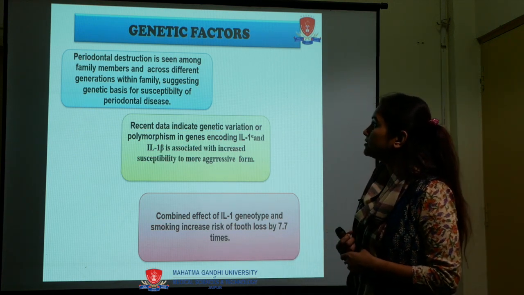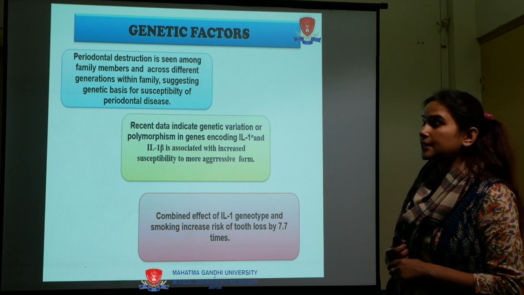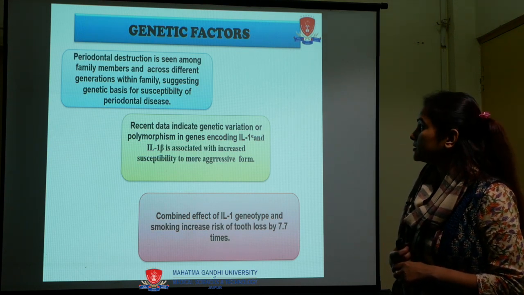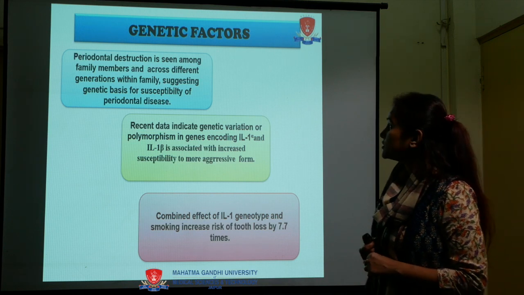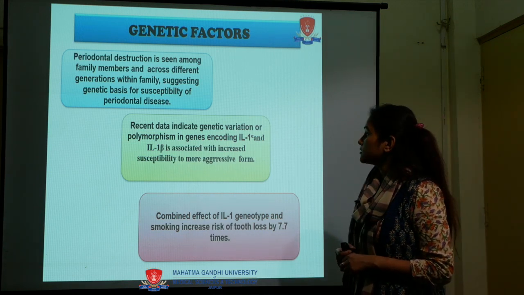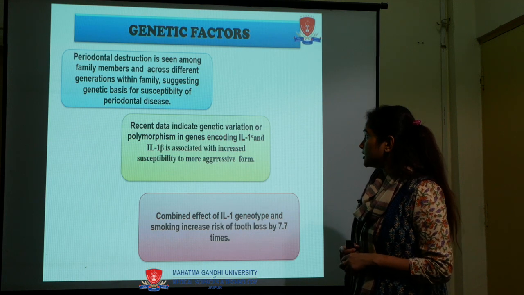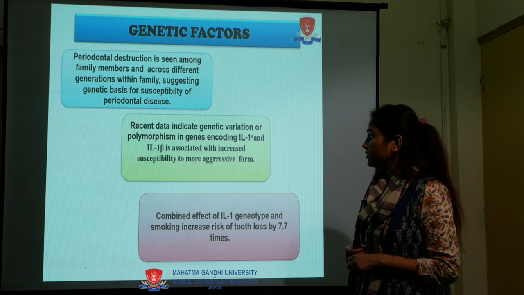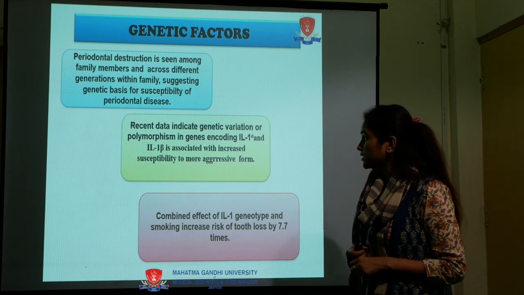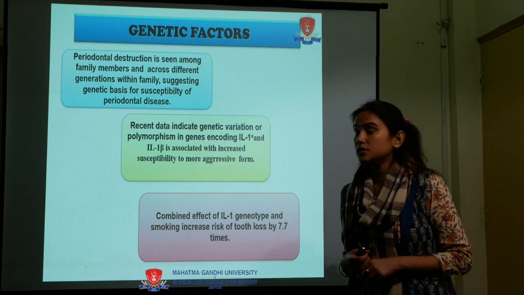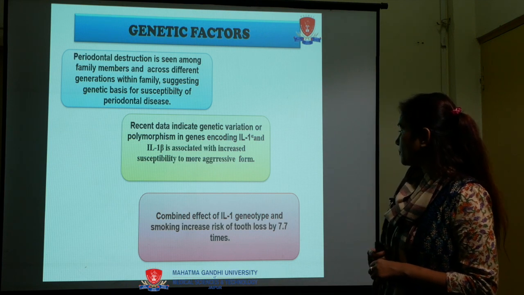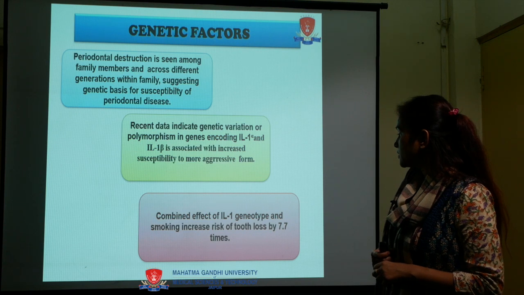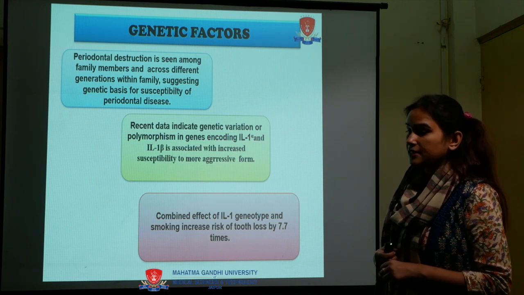Coming to genetic factors, periodontal destruction is seen among family members and across different generations within a family, suggesting a genetic basis for susceptibility to periodontal disease. Recent data indicate that genetic variation or polymorphism in genes encoding interleukin 1 alpha and interleukin 1 beta is associated with increased susceptibility to a more aggressive form. The combined effect of the interleukin genotype and smoking increases the risk of tooth loss by 7.7 times.